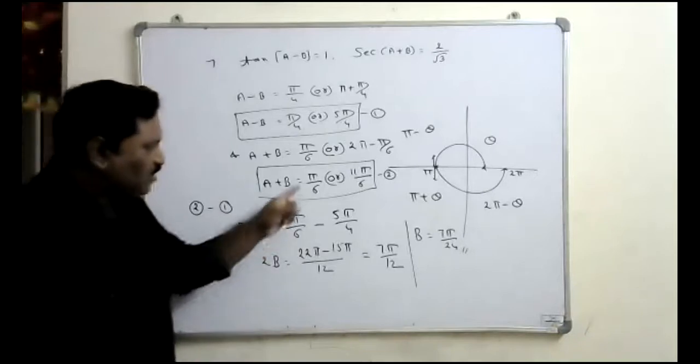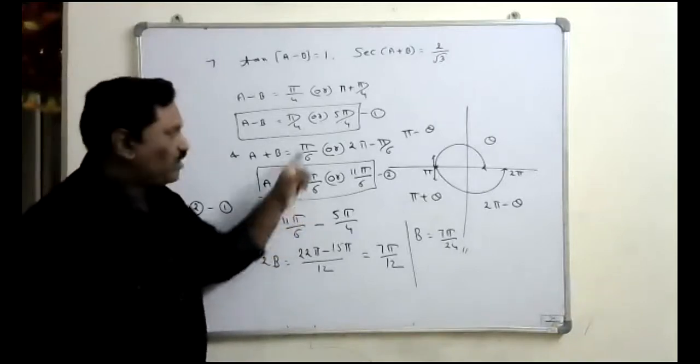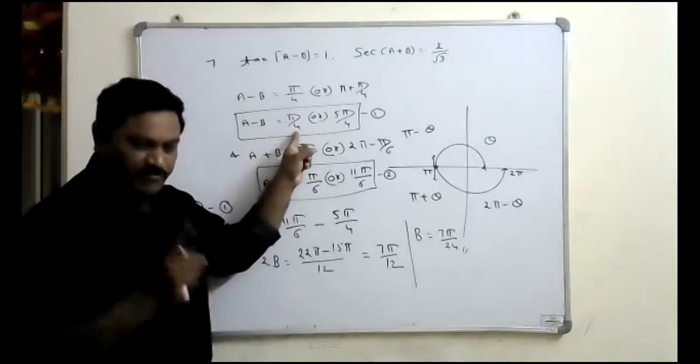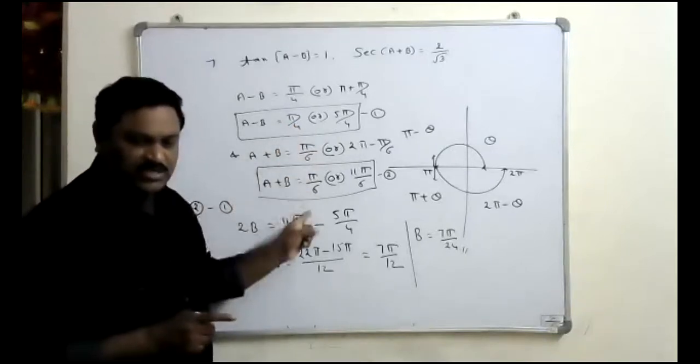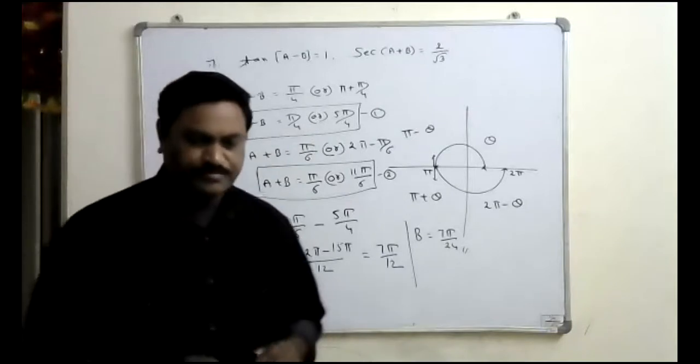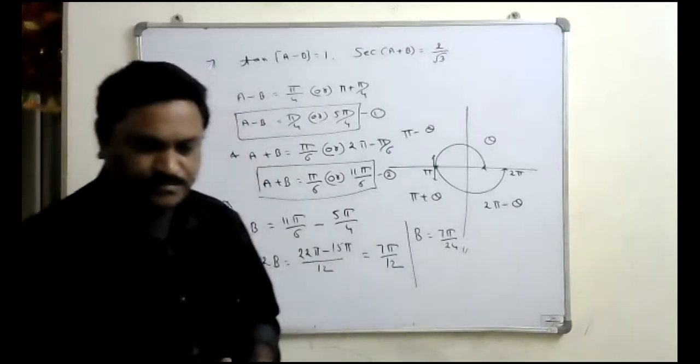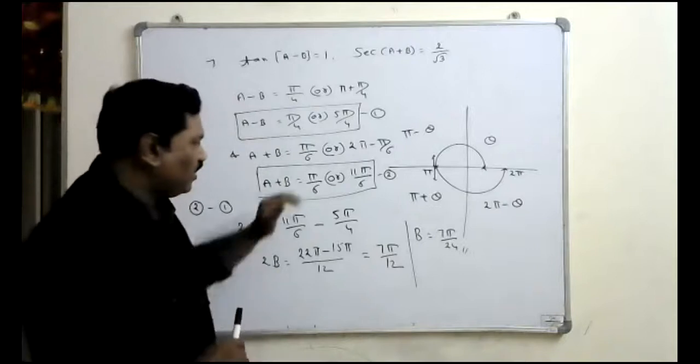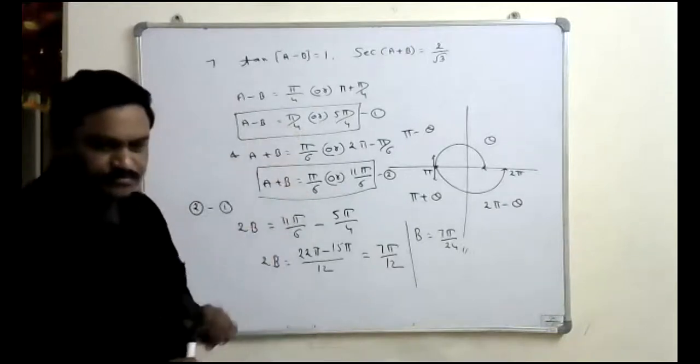For finding that, pi by 6 means 30, pi by 4 means 45. If we separate these two, we directly get 30 minus 45, which is minus 15. Minus 15 is negative, and that we don't want. That's why we should not take these two terms.